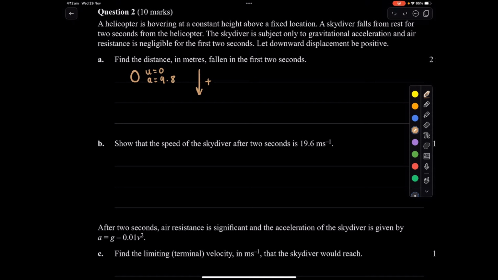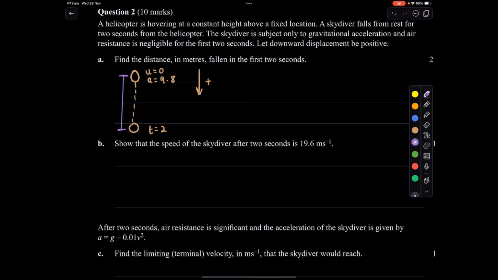And what else? He falls down for 2 seconds, and it takes him 2 seconds to reach over here. It falls from rest 2 seconds from the helicopter, only subject to gravity, air resistance negligible. Find the distance. So we just need to find this distance over here.